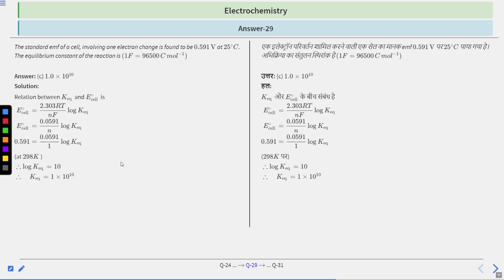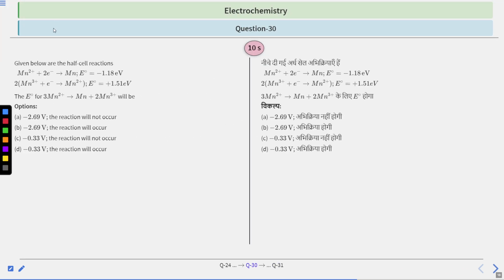Okay, now let's see the next question. Question number 30. Given below are the half cell reactions. Mn2+ plus 2 electrons giving us Mn, E naught will be minus 1.18 volt for this. And twice of Mn3+ plus electron giving us Mn2+, E naught will be 1.51 volt for this.